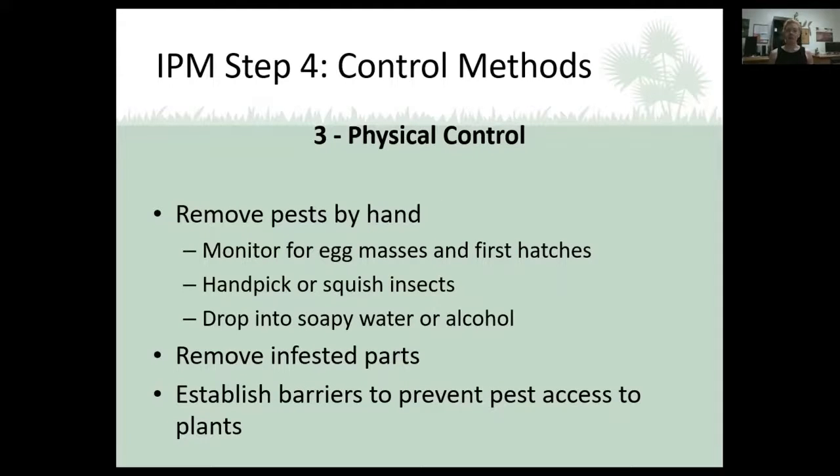Physical control, so removing the pests by hand, by monitoring for eggs and hand picking them, or dropping them into soapy water. These are more for the big ones, like grubs or caterpillars, so you can just grab them off your plant and discard them instead of having to use a massive amount of chemicals to kill this massive insect.